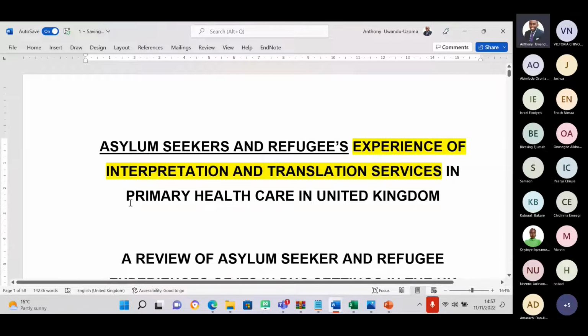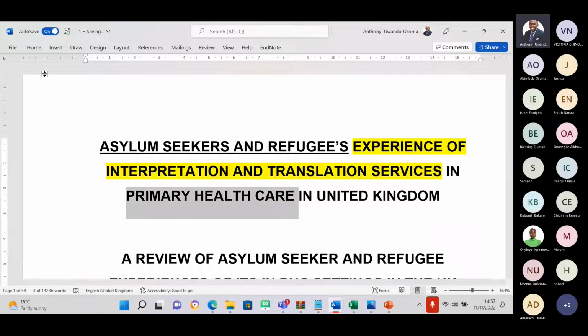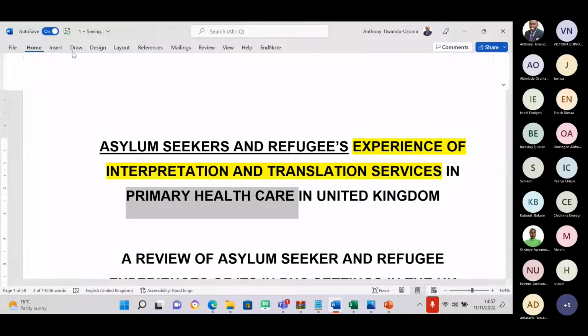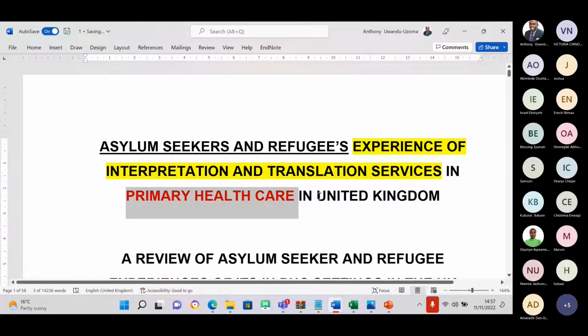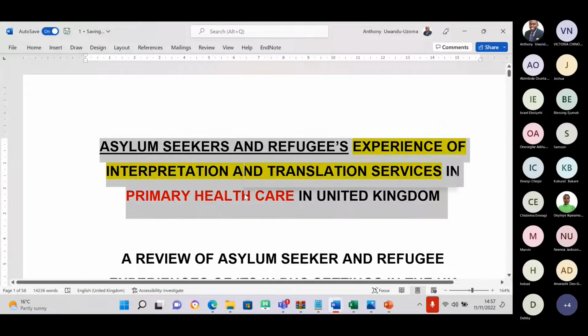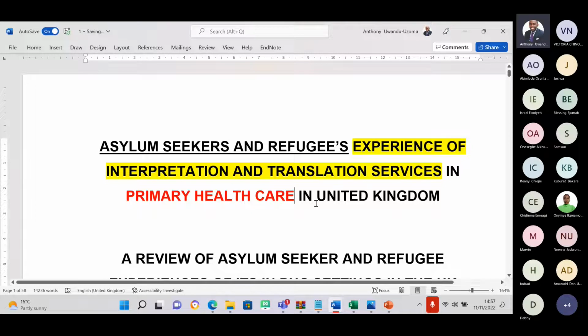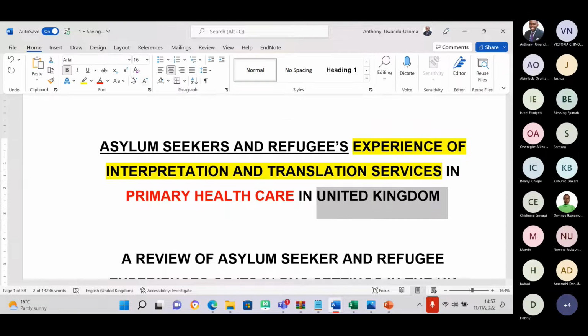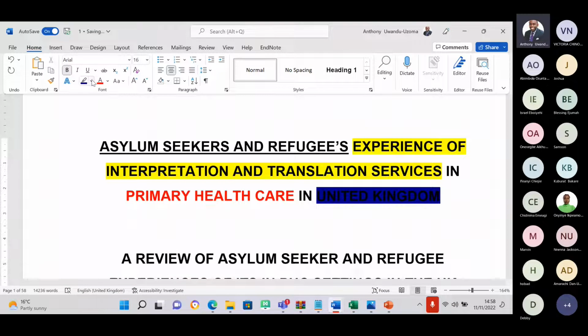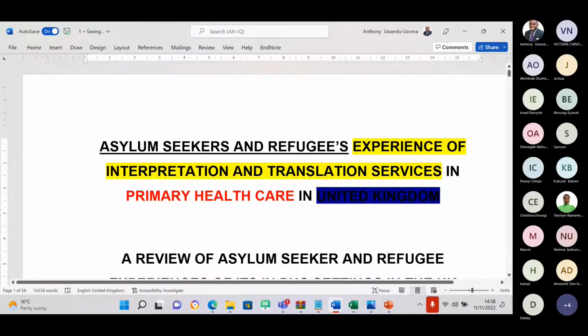Then this is telling me about the setting, which setting is my research, or you call it context. So the context here is primary health care, and then this is the location. This is the location of this study.